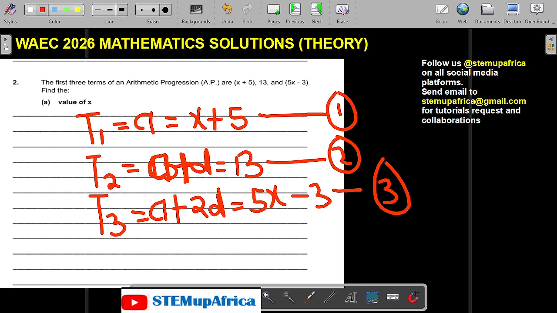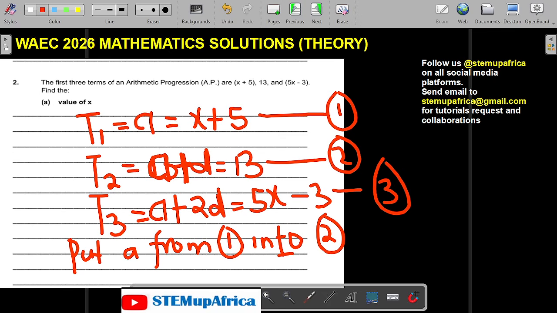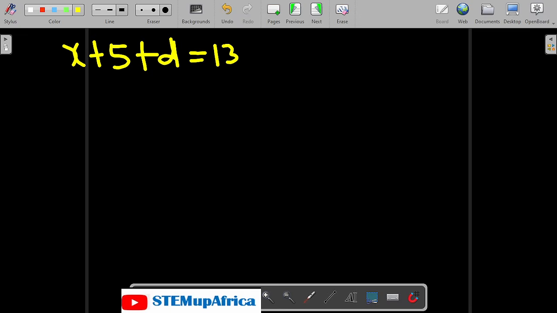So I will say put a from 1 into 2. So here I see in equation 2, I'm writing x plus 5. So let's go. I'm going to have x plus 5 plus d is equals to 13.